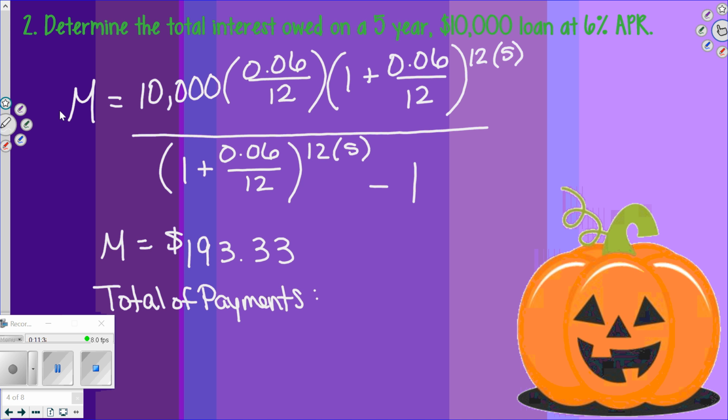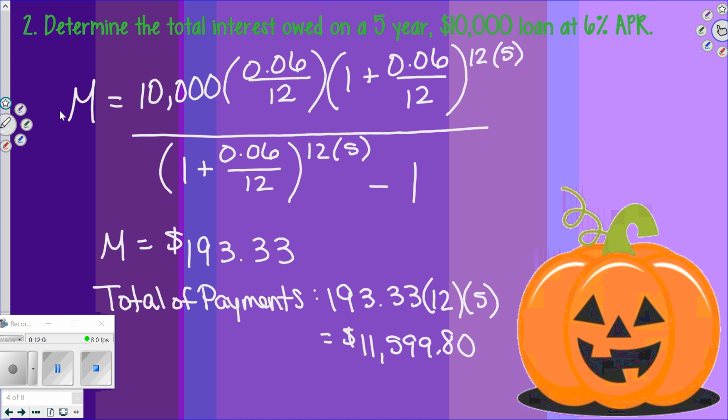Okay. So then next step would find out how much is all of your payments combined. So we're going to have to do 193.33 times, it's times 60, but I'm doing 12 times 5. Right, 12 months, 5 years. So 193.33, which is going to give me $11,599.80. So that's my total amount of money I'm going to pay back.